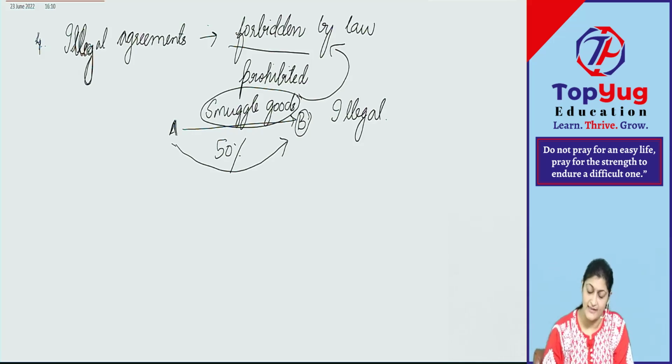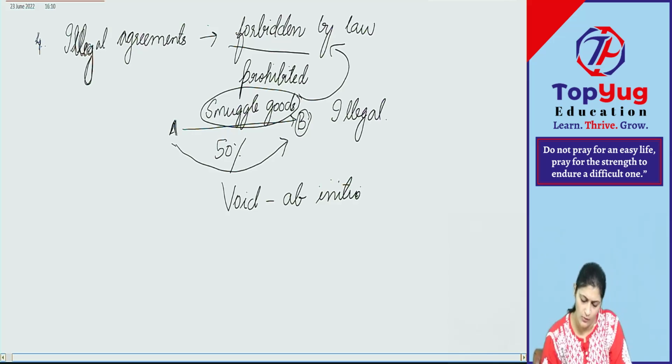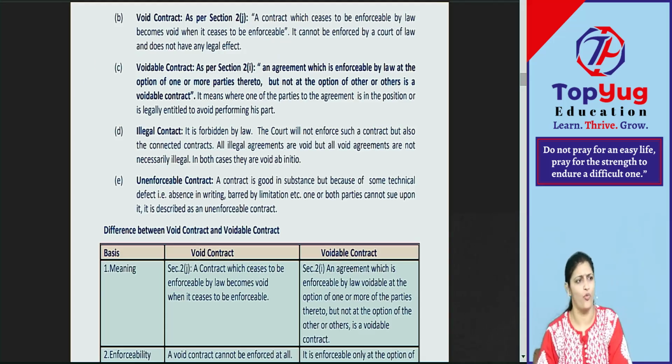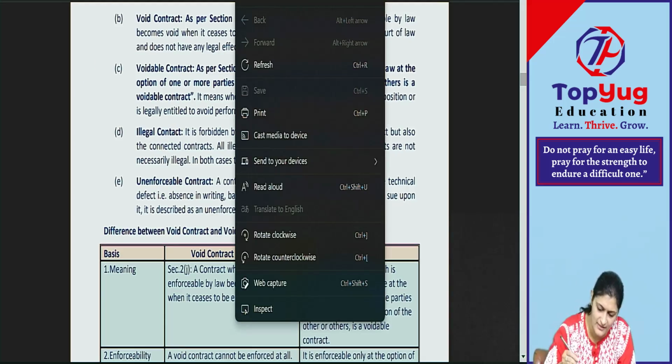Illegal contracts are always considered to be void ab initio. Void ab initio, void from the very beginning. See here, illegal, it is not contact, it is contract. Please correct that.